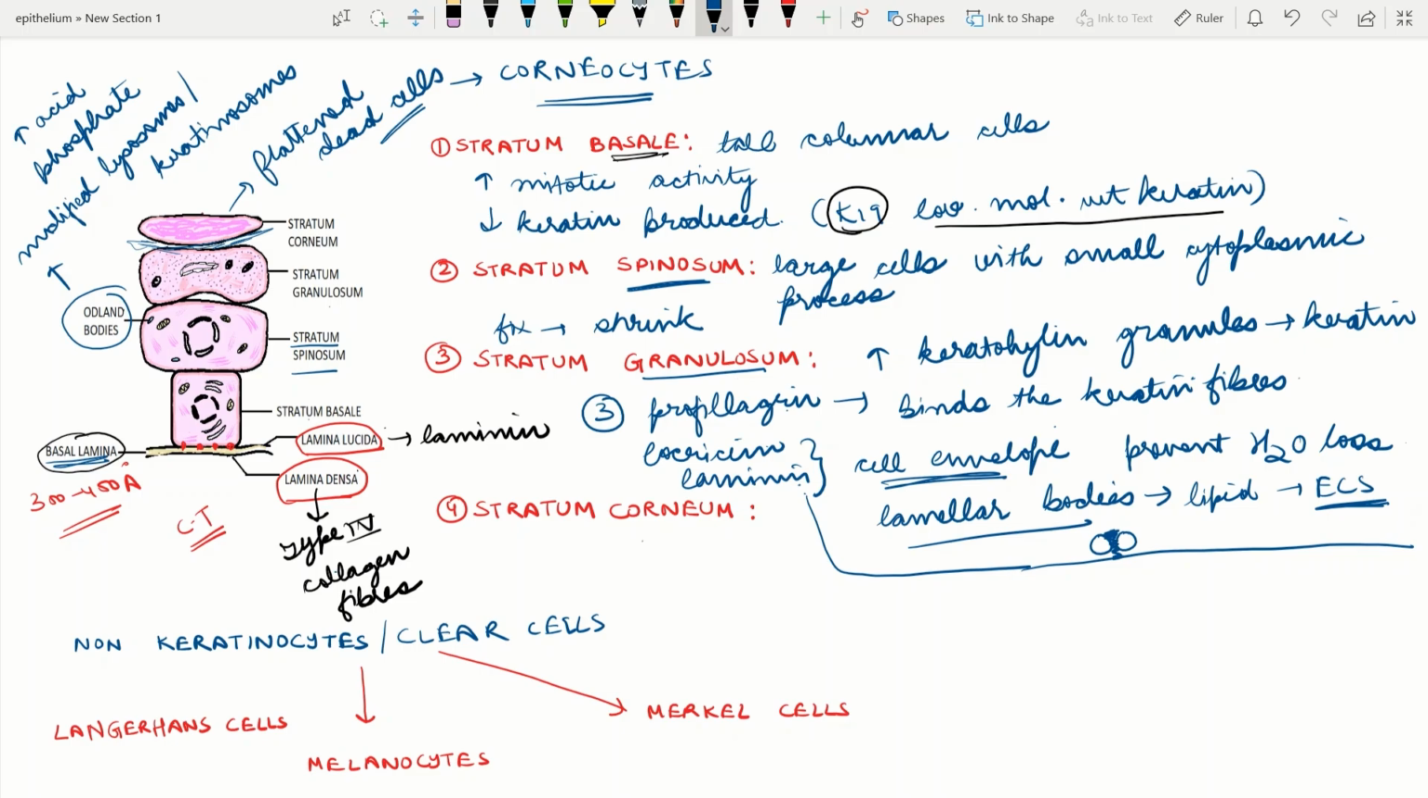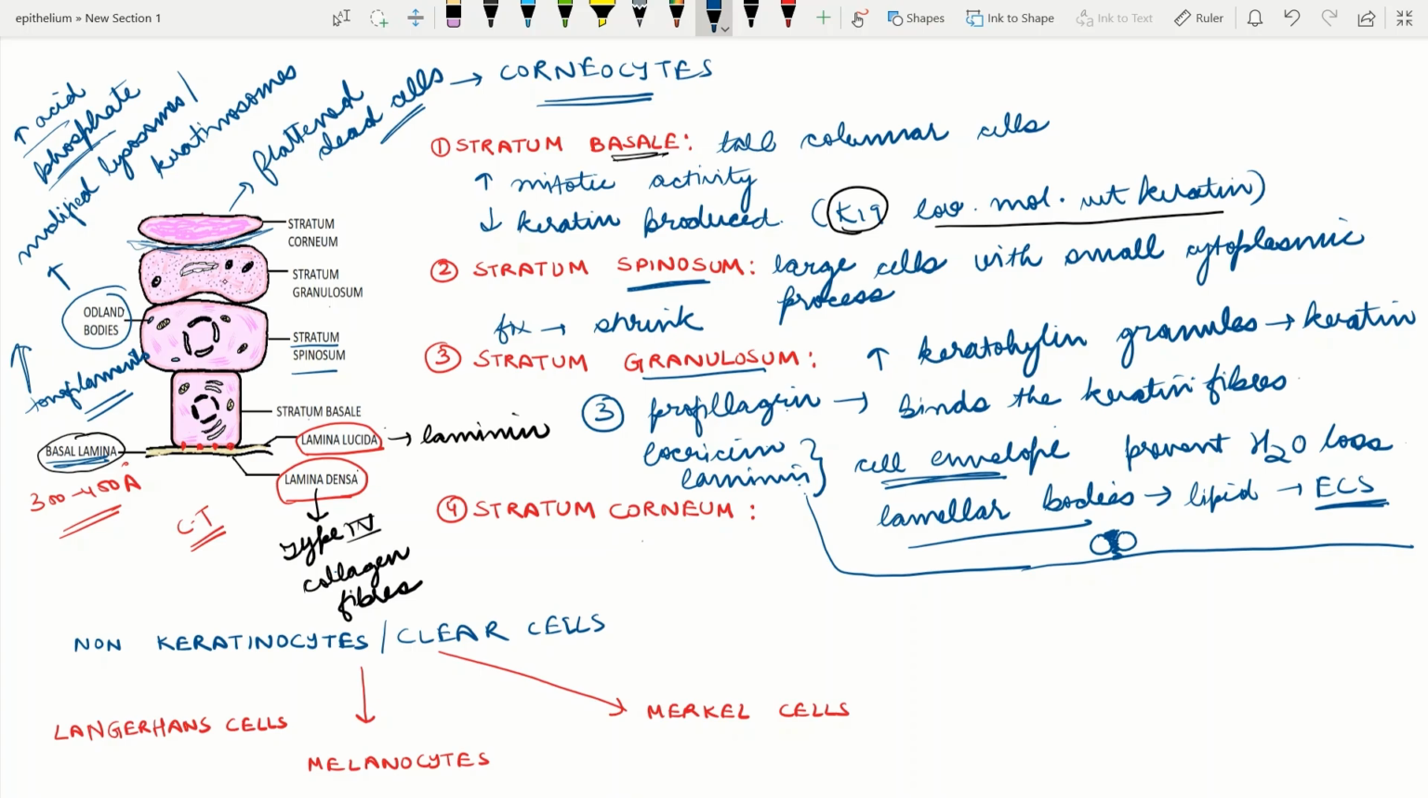So what are the changes that you have seen as we move up in the layers? As I already told you, as we move up, the cells become more flattened. The cells in the stratum corneum, the corneocytes, are dead flat cells, while the stratum basale has tall columnar cells. The amount of acid phosphatase activity increases as we move up in the layers. And the third thing is the increased amount of tonofilaments.